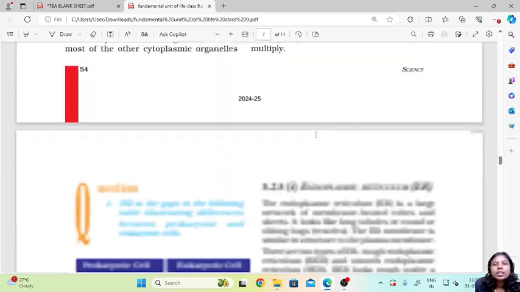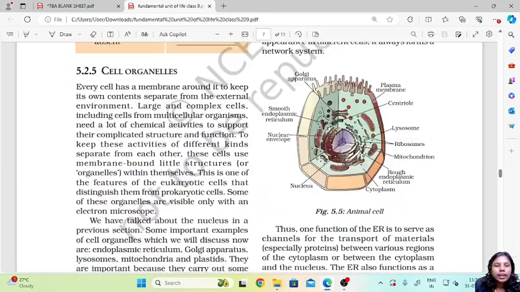So that was about the cytoplasm. Now let's try to understand what these cell organelles are. Every cell has a membrane around it to keep its own content separated from the external environment. So each cell in the body has its own membrane. Like the nucleus, it has its nuclear membrane. Organelles also have their own membrane. So each cell has a membrane so that its contents are separated from the common body.